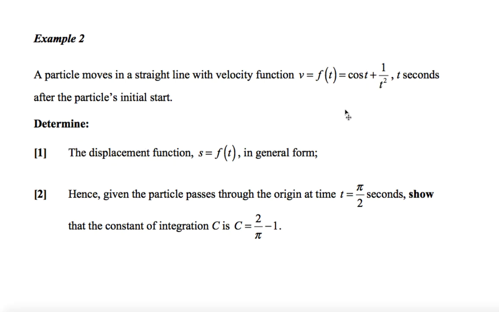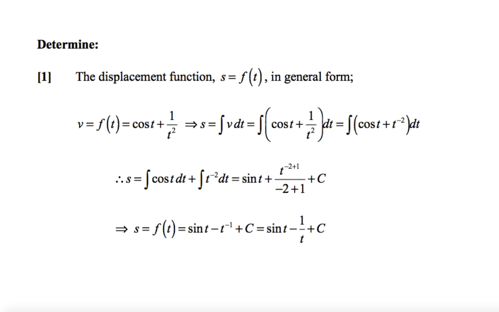So we're going to integrate this in just a few seconds in its general form. And then in a particular version, given that the particle passes through the origin at exactly this point in time, let's show that the actual constant of integration is what you see here. So firstly, to find that displacement function, the velocity is a function of time, and that suggests that the displacement function is the integral of v dt, and that looks like the integral of v dt in this form here.